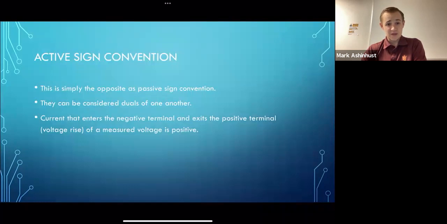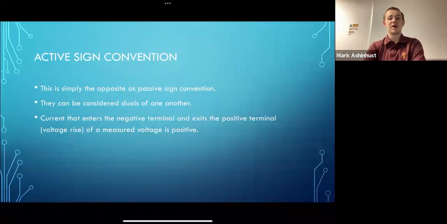Active sign convention is basically considered the dual of passive sign convention. So anything that would be negative in passive would be positive in active. Anything that would be positive in passive would be negative in active, and vice versa. And looking at the third bullet point, we can see that the current entering the negative terminal and exiting the positive, so a voltage rise, would be considered positive, whereas, as I've just mentioned, a voltage rise in passive sign convention would be negative.